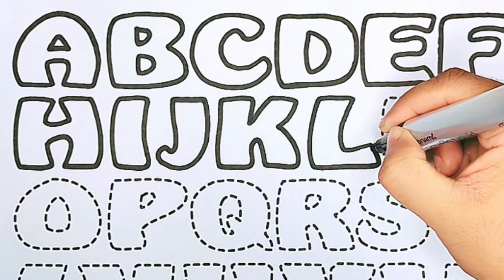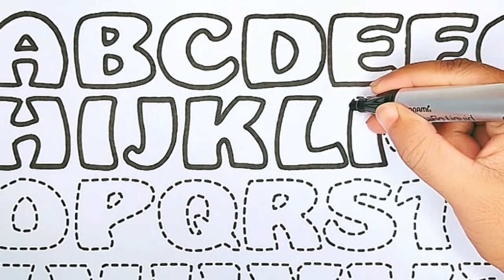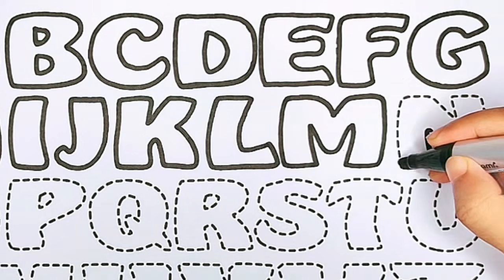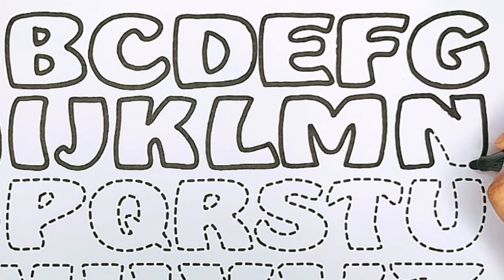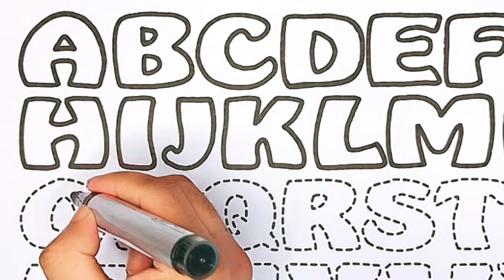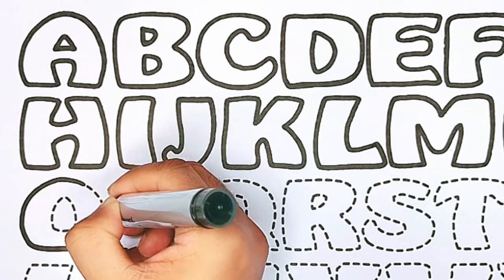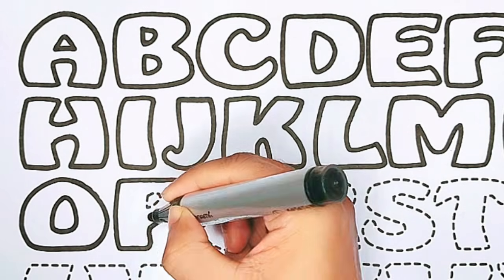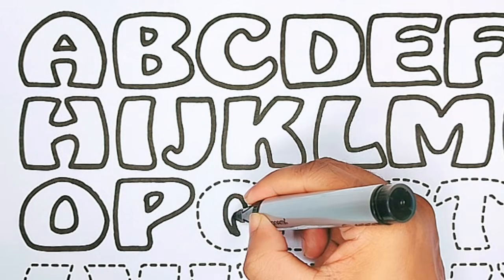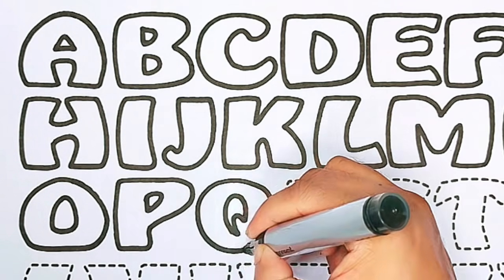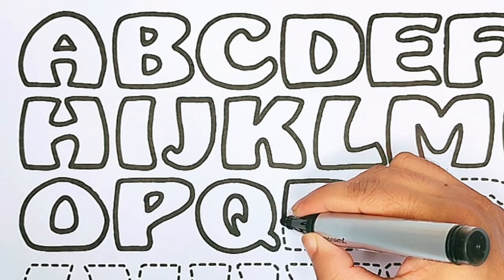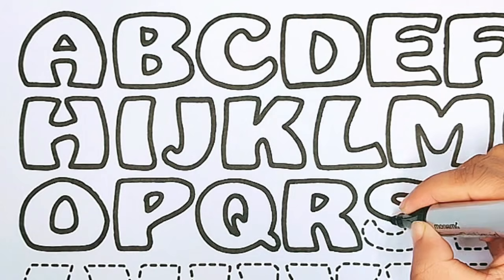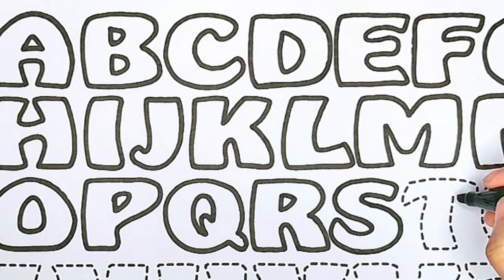L for leaf. M for money. N for nest. O for oxygen. P for peacock. Q for quinoa. R for rooster. S for spider.